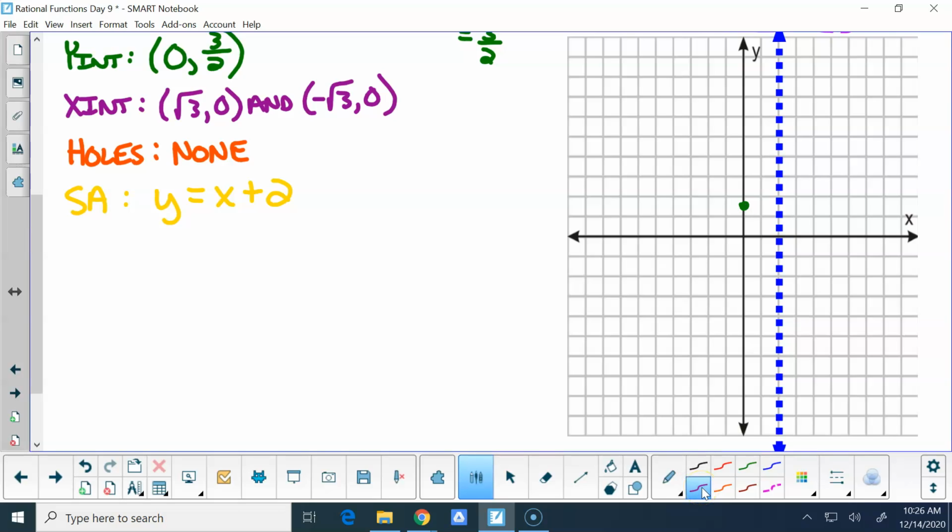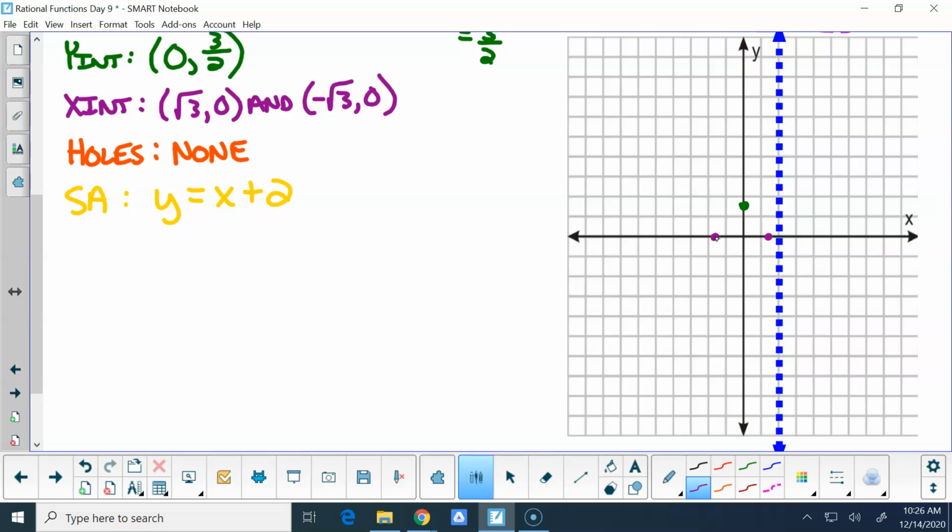What's the square root of 3? 1.7-ish. Right? Because the square root of 4 is 2. Square root of 1 is 1. So it's probably in that 1.7 range, which it is. 1.732. So there's one of them. And then we had one at negative square root of 3, comma 0. So we've got one there.